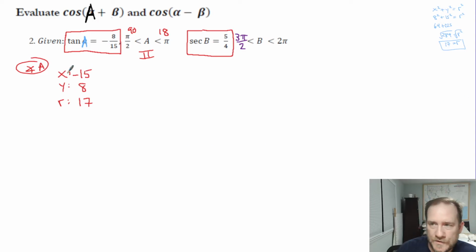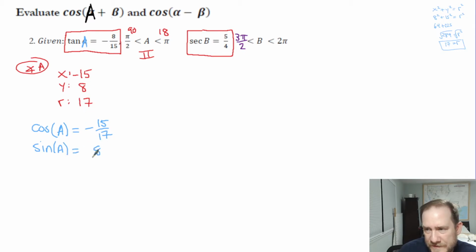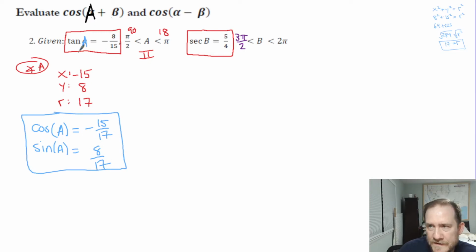What I was trying to say was, now that we've got these, we know that for this expansion we're going to need the cosine of A, and we know it now. Cosine of A is going to be x over r, so negative 15/17. And we're going to need sine of A, and that's going to be positive 8/17. So we've got what we need out of angle A, so let's head over to angle B.